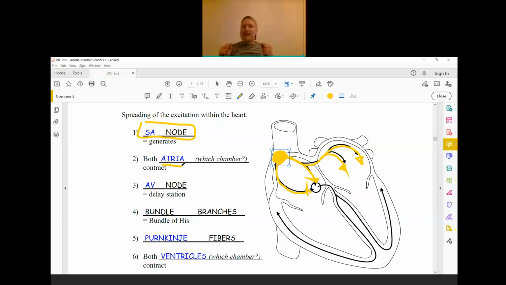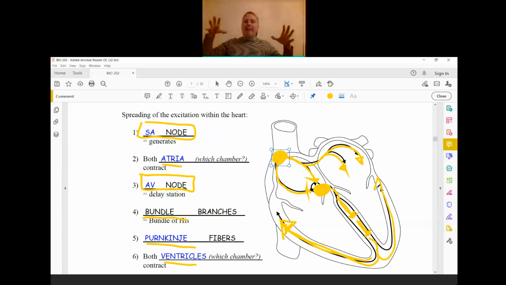After that, there is this delay station called AV node, which causes this electrical impulse to be held still for a second. And this is so that the atria have time to fully contract. Once the contraction of atria is completed, this electrical current continues down in our interventricular septum. You remember that. And it goes down what is known as bundle branches, then Purkinje branches, and finally wraps around the ventricles. And once it ends up wrapping around the ventricles, that's when the ventricles contract.